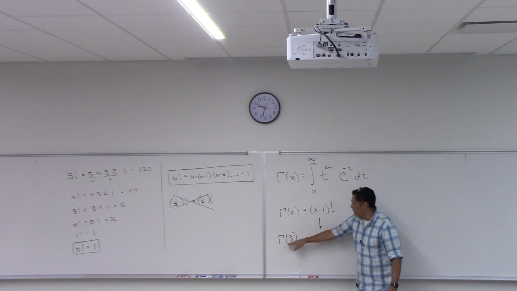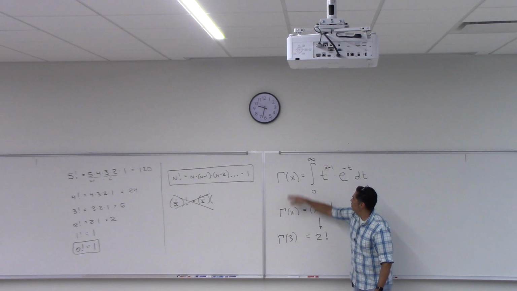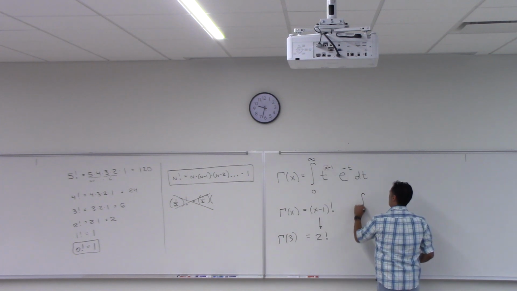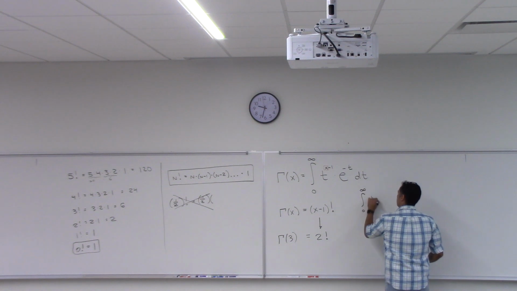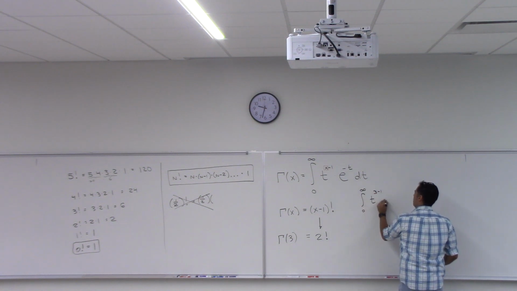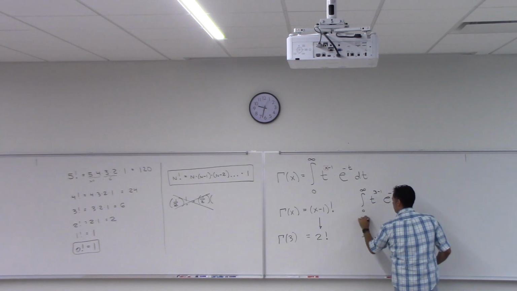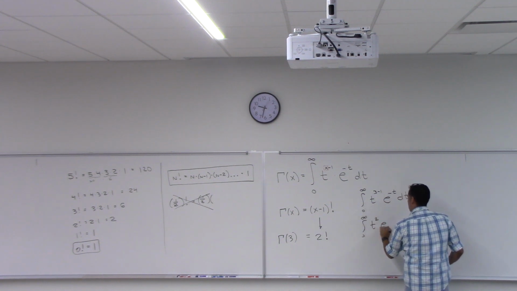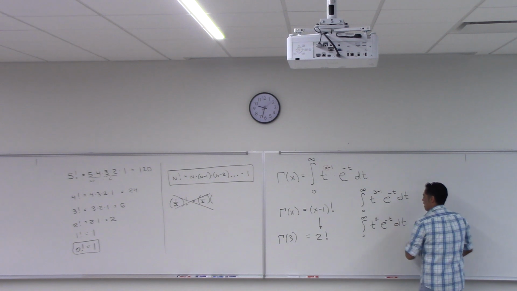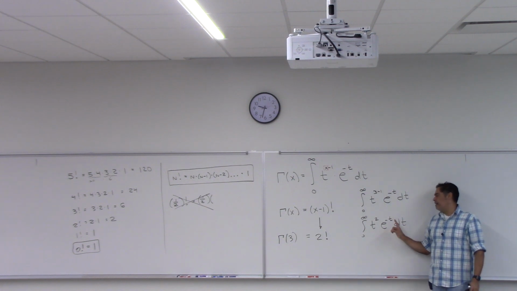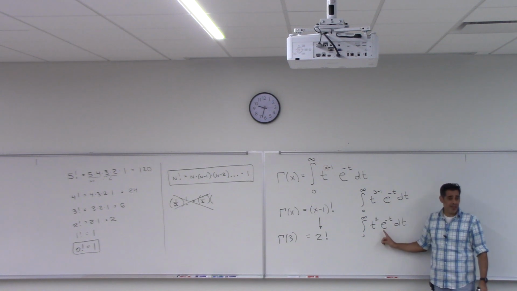Now, how do you find gamma of 3? You replace x with 3. So we do the integral from 0 to infinity of t to the 3 minus 1 times e to the negative t dt. This is the integral from 0 to infinity of t squared e to the negative t dt. This would take integration by parts twice. We could do it, but I'm not going to spend the time doing that.